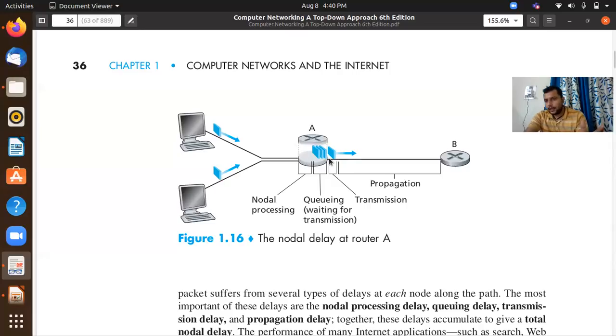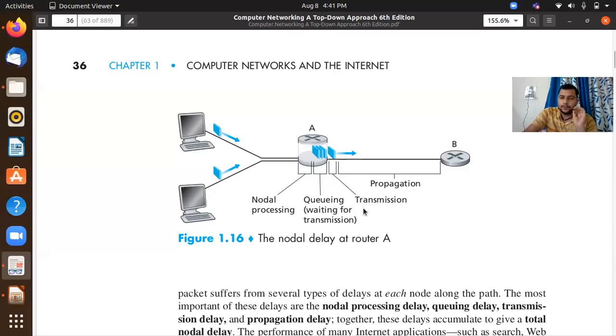If there are n number of routers in between, so these delays get multiplied by that number, by that count, how many times these types of delays will happen till the time finally that packet reaches the destination. So that is all about the delay concept.